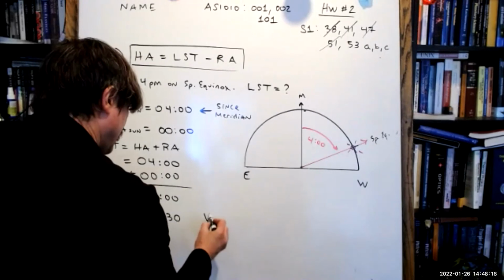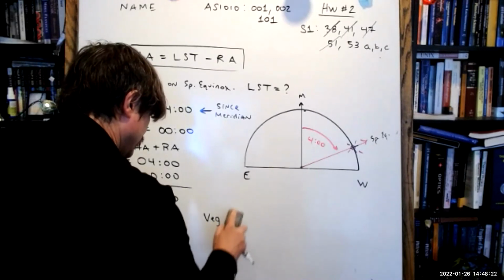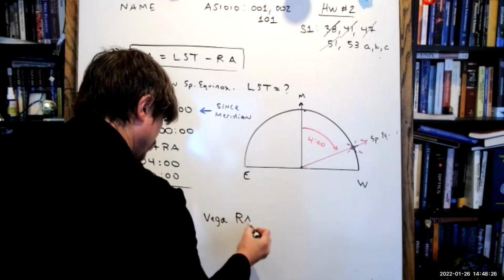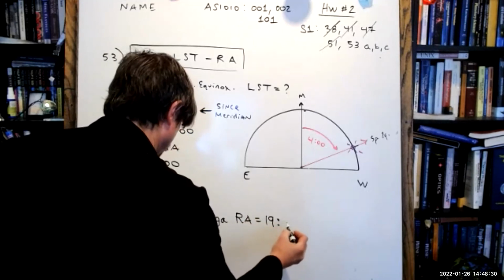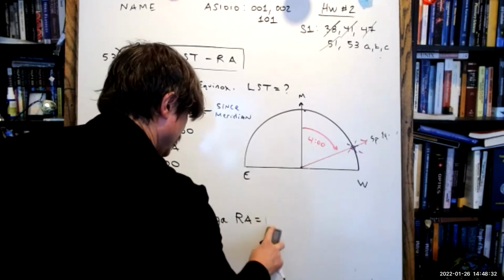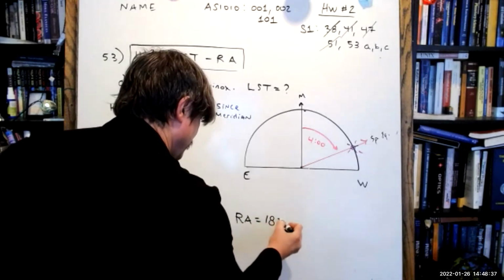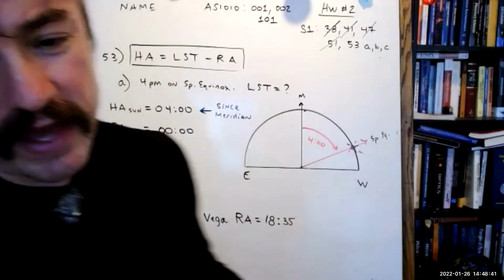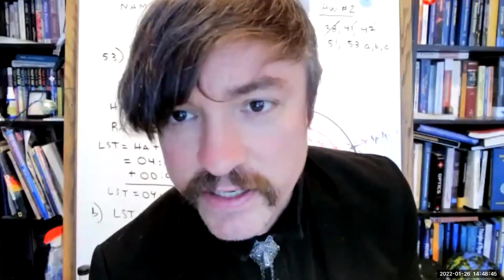Okay, to do this problem, we need Vega's right ascension. Vega's a famous star. I think the book gives the right ascension of Vega as 18 hours and 35 minutes. It's actually a little different than that. It's drifted by a bit. I don't know if that's proper motion or if that's precession.